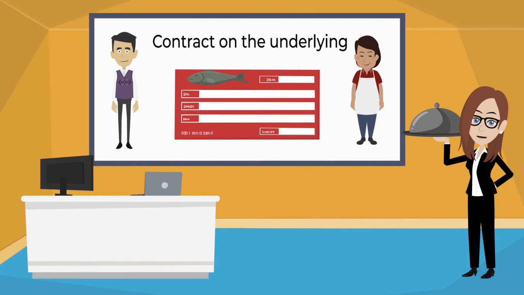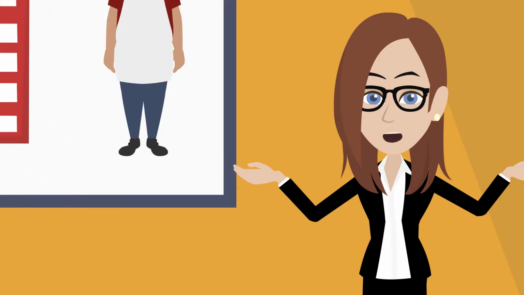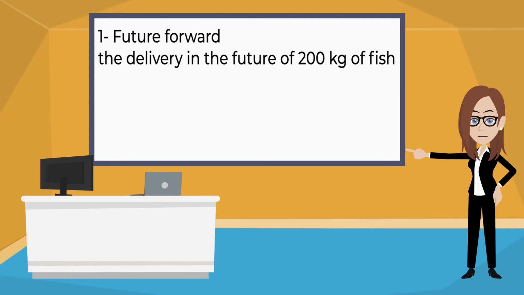What we have now is a contract. An agreement that is derived from its underlying, in this case, the purchase of swordfish, with an indicated quantity and a time limit. So the derivative is a contract based on an underlying. There are 3 types of derivative contracts. The first is the future or forward, which is essentially our example. The delivery in the future of 200 kilograms of swordfish.